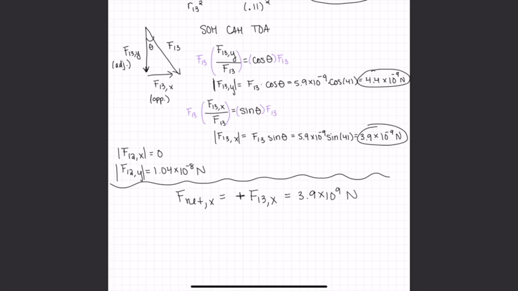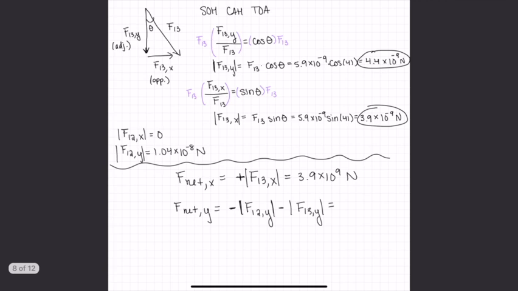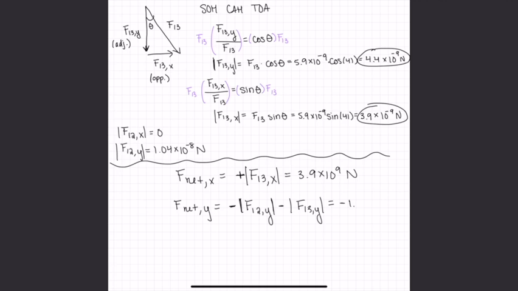to the 9 newtons. Our F net y is going to be negative, should really be more consistent with this notation, negative F12y, negative the magnitude of F13y, and then I'm going to do that addition in my calculator, which gives me this one all round, negative 1.5 times 10 to the minus 8 newtons.